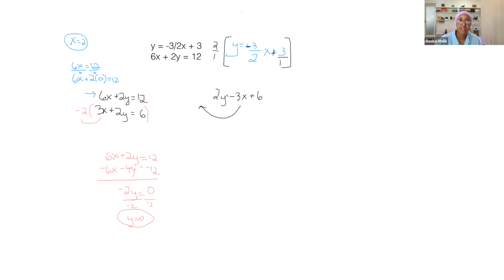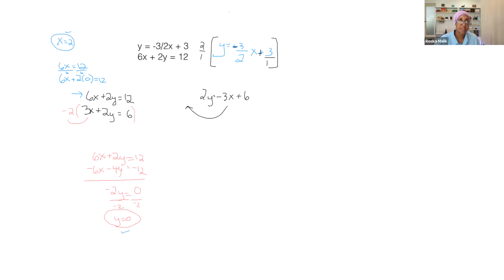So because I have an answer for x and an answer for y, that means they do meet. And they meet at a point. And my point is going to be 2, 0.